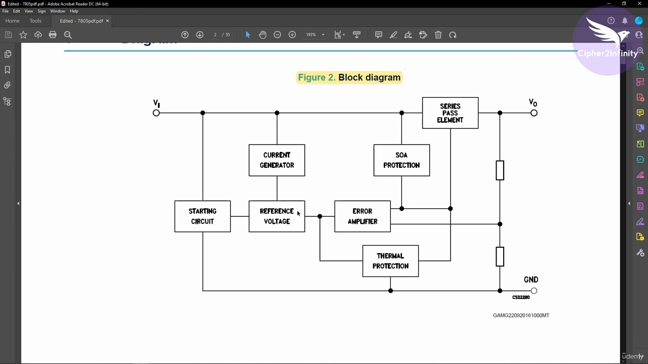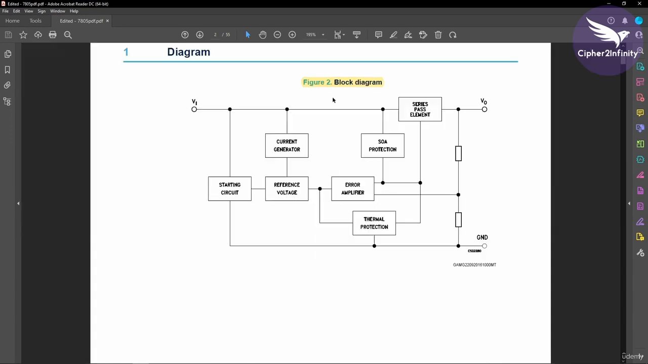Out of all these blocks, the series pass element block is very important, because the load that we connect on the output side of this IC, the entire current which that load is going to drain, is going to pass through this block. Generally this series pass element is a transistor in the case of linear regulators. So that's the simple block diagram of the 7805 IC.